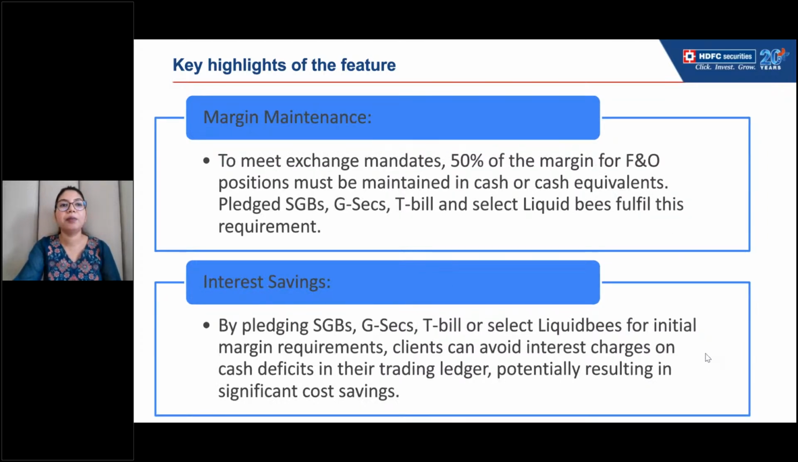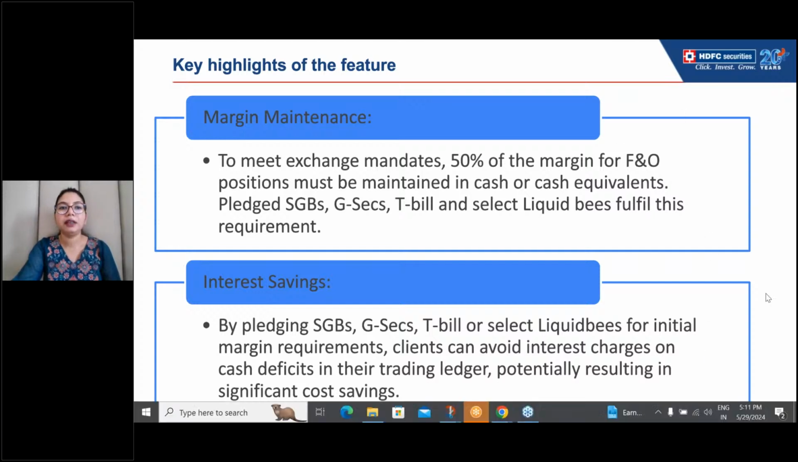Now, next, margin maintenance. To meet the exchange mandates, 50% of the margin for F&O position must be maintained in cash or cash equivalent. So there is a 50-50 margin rule that you cannot have the 100% margin pledged. You need to have the 50% of cash margin with you or the cash equivalent, right? So this cash equivalent का जो problem था वो अभी SGB या G-Sec या फिर T-bill के pledges से solve हो रहा है, right?